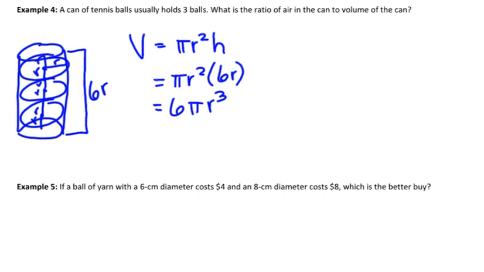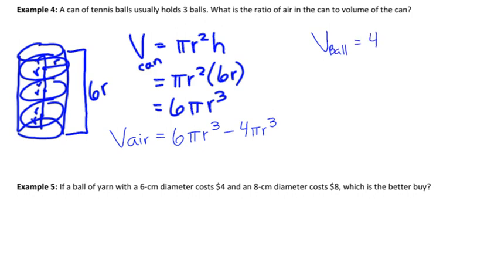So volume, this is the can. Let's just leave ourselves a little note. Volume of the air would be 6 pi r cubed, so the volume of the can, minus 4 pi r cubed. Four pi r cubed comes from the volume of a sphere, or one of the tennis balls.